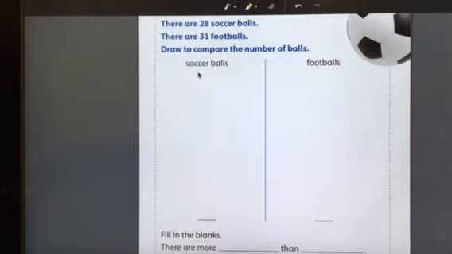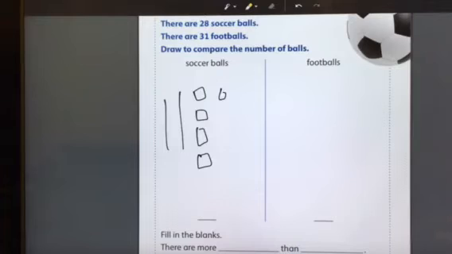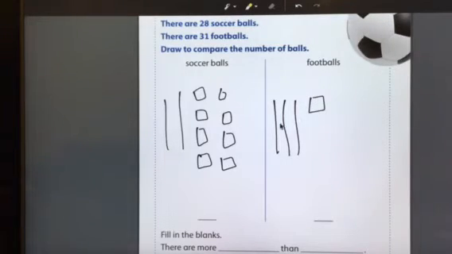Okay, so I know now when I go to read it again, I'm going to start to draw. There are 28 soccer balls. So in the number 28, there's 2 tens and 8 ones. 5, 6, 7, 8. There are 31 footballs. So over here for footballs, I'm going to draw 3 tens because 3 tens is 30, and then 1 one. So 3 tens and 1 one is the same as 31. Now here has 28, so I'm going to write 28 on the line. And this right here is 31. I'm going to write 31 on the line.